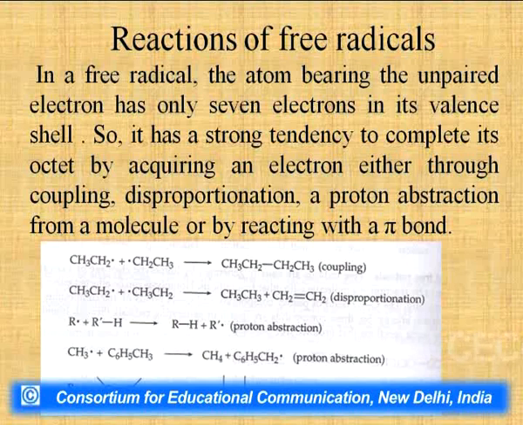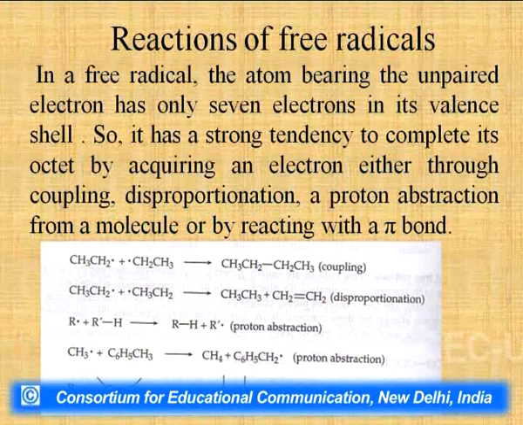You can see in the slide that there is a coupling of ethyl free radicals, disproportionation between ethyl radicals where the products are one alkane and one alkene, and then there is an abstraction of a proton from an alkane to form another alkane. There is a proton abstraction from one molecule, which is toluene, and then there is a formation of methane, and addition of free radicals to alkenes to give an addition reaction. So, these are the reactions of free radicals.